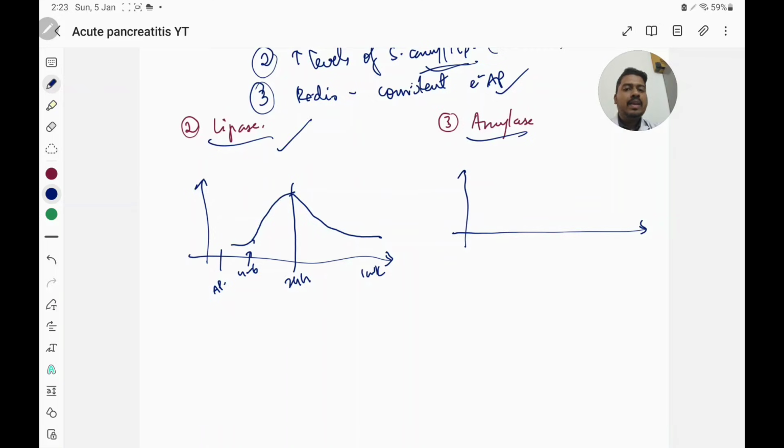And amylase will start increasing within 2 to 3 hours. Okay, 2 to 3 hours it will increase. It will reach peak at 12 hours. Okay, and then it will start to come down at 3 to 5 days only. Okay, so this is the peak for amylase.